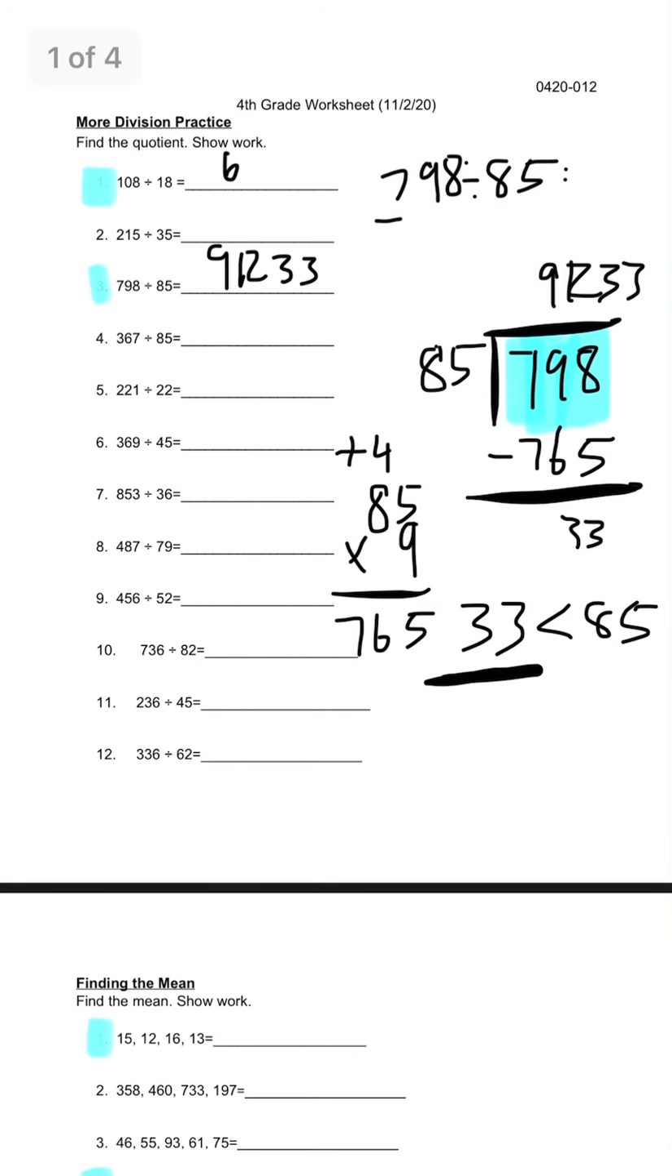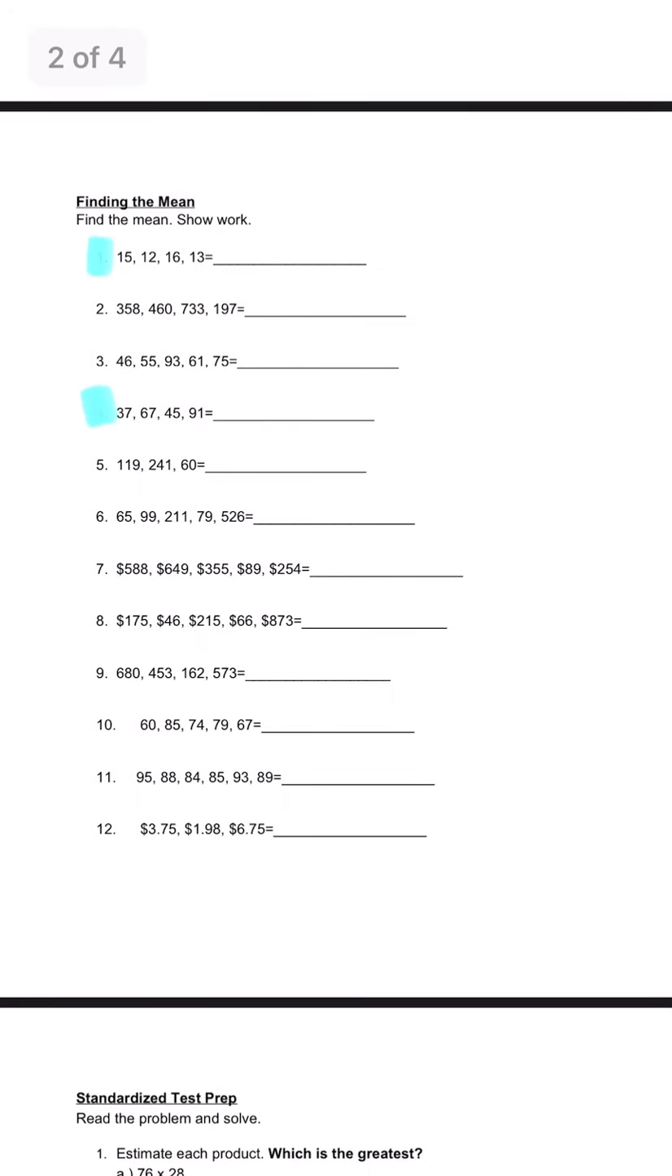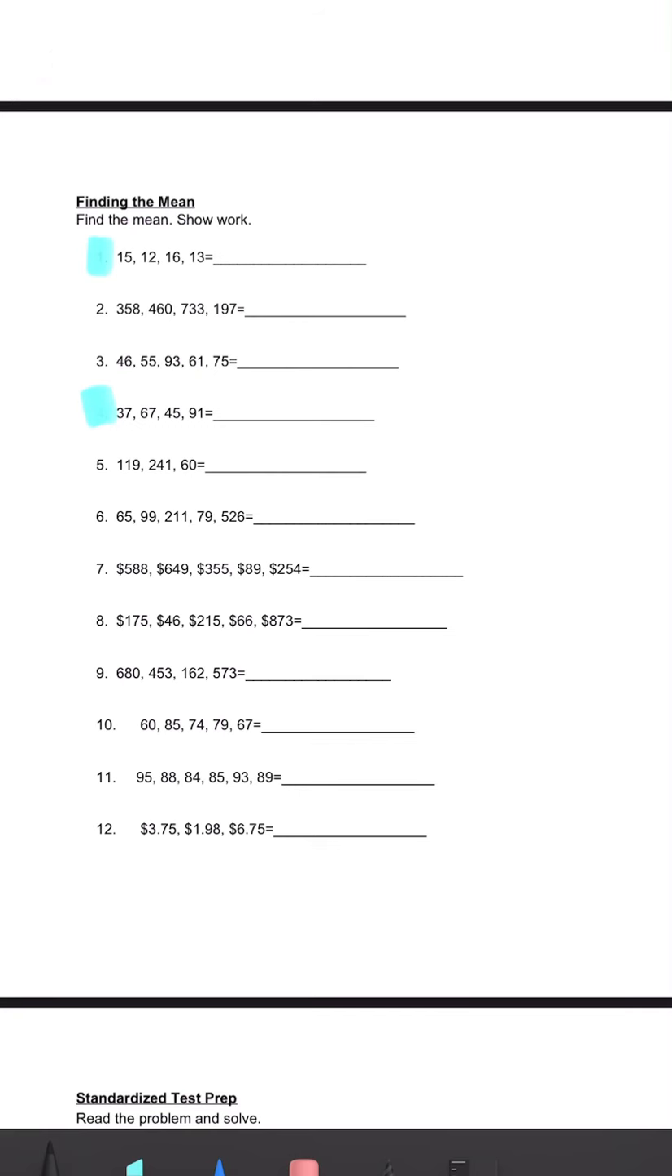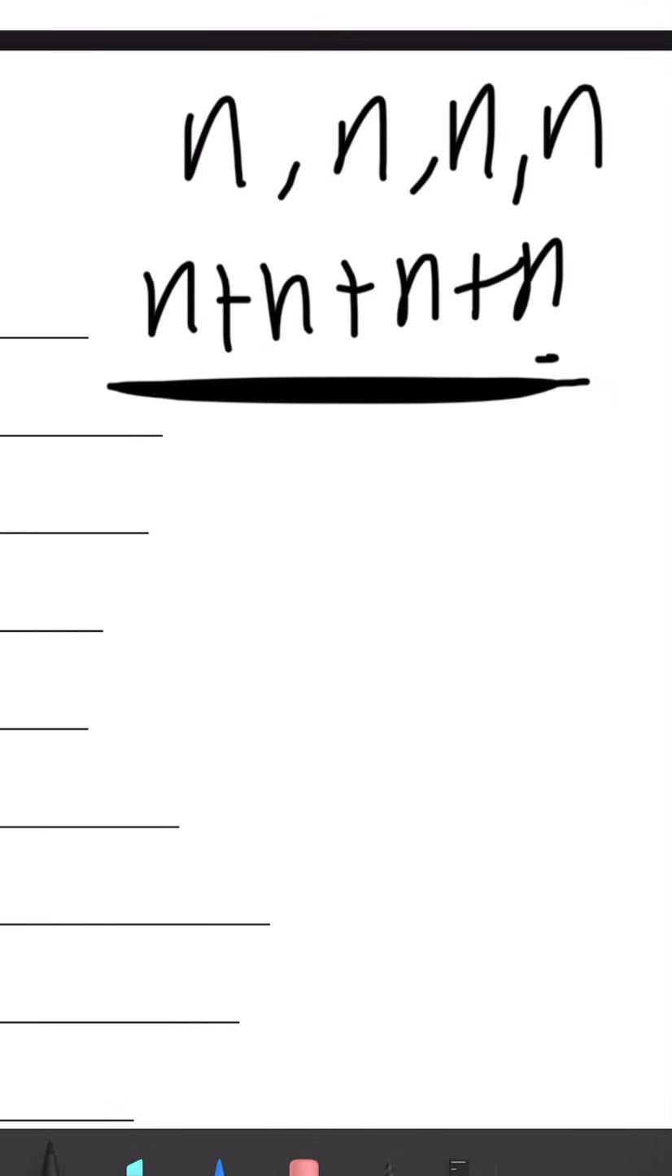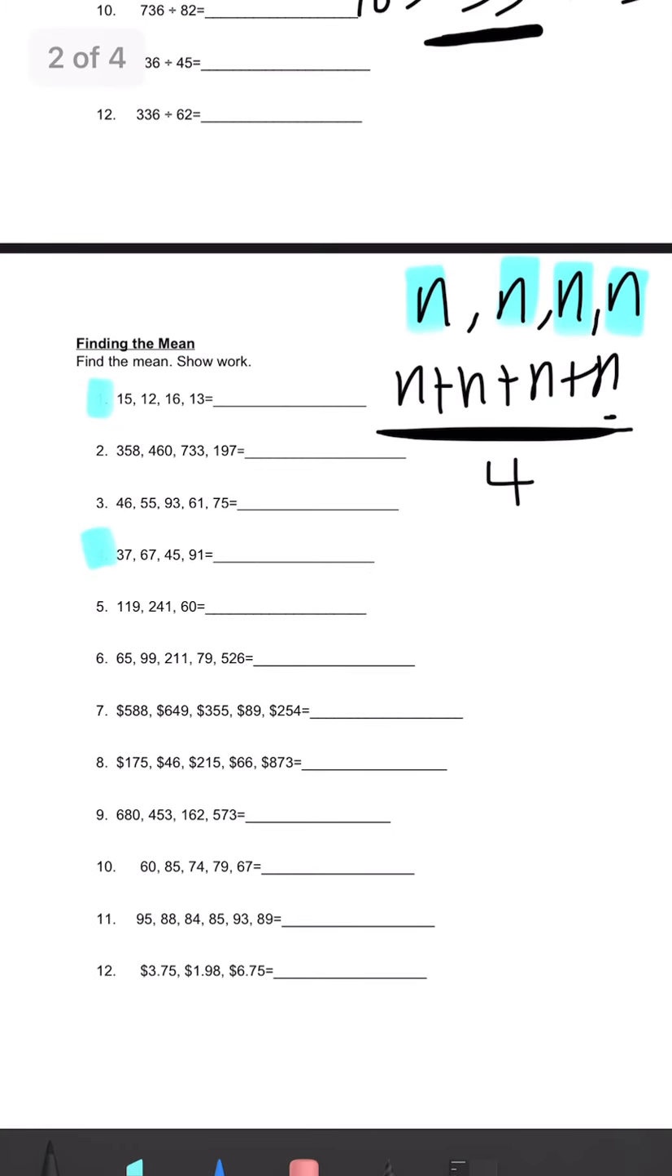Let's move on to the next page. We'll be doing finding the mean. So the mean is going to be adding up all your numbers and dividing by the amount of numbers you have. So for example, let's pretend n is a number. We have n, then we'll do n plus n plus n plus n divided by 4 because there are 4 n's. 1, 2, 3, 4.